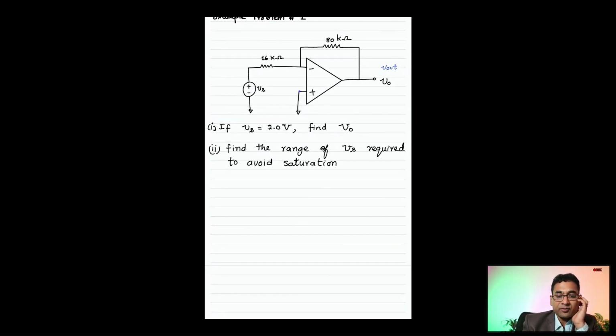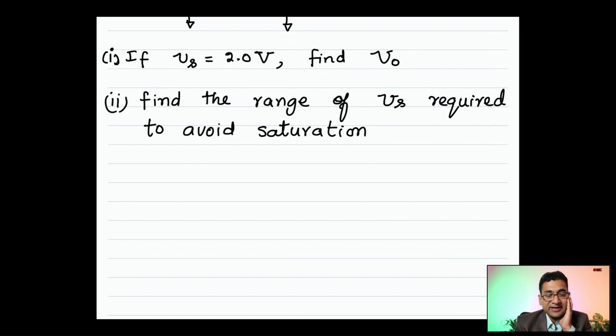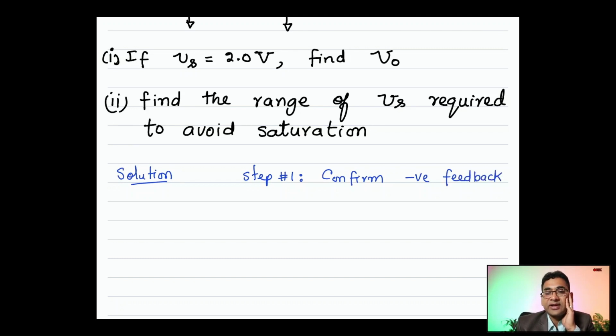So when you're trying to work on a problem like this, the first step, number 1, is you make sure, confirm, there is a negative feedback. If there is negative feedback present, you can assume linear region. We are going to verify that later on.